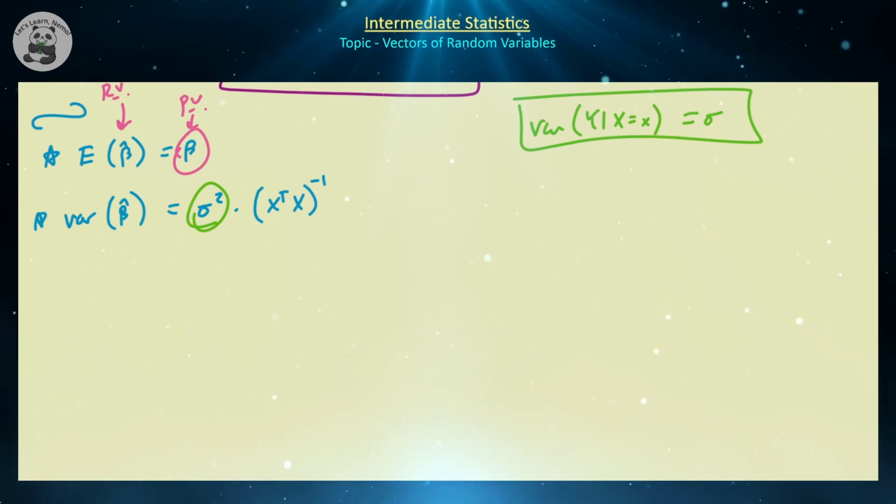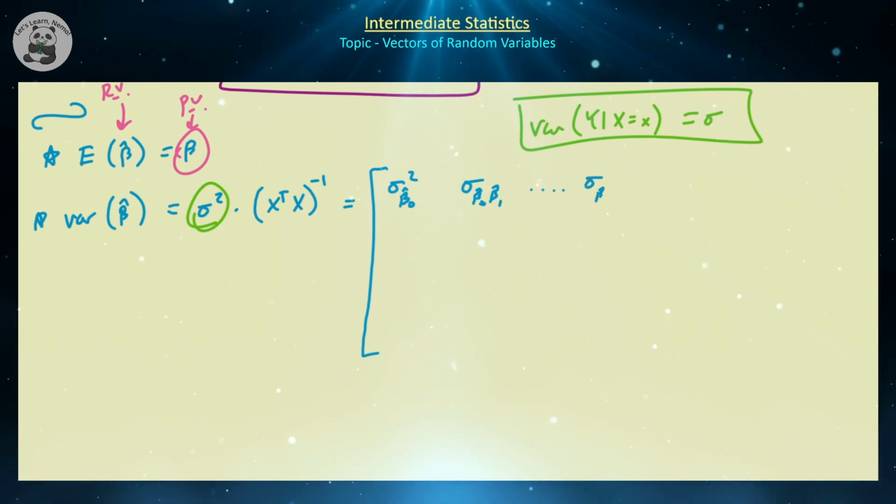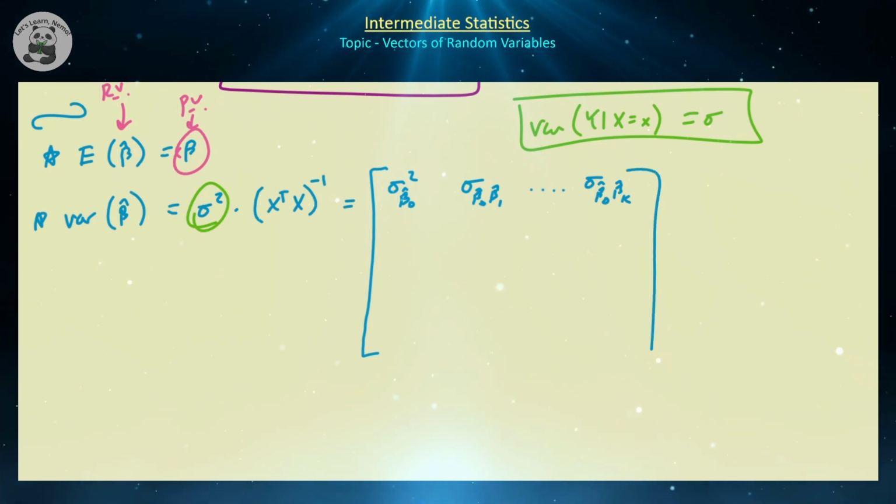But what we were able to observe was that this matrix, sigma squared (X^T X) inverse, actually had the following structure. In particular, the first element was the variance of the random variable beta hat 0, and then the next term was the covariance of beta hat 0 and beta hat 1, and that extended all the way out to the covariance between beta hat 0 and beta hat k.